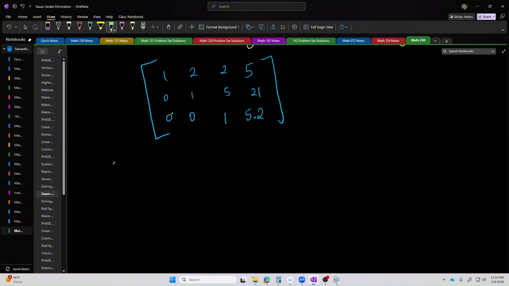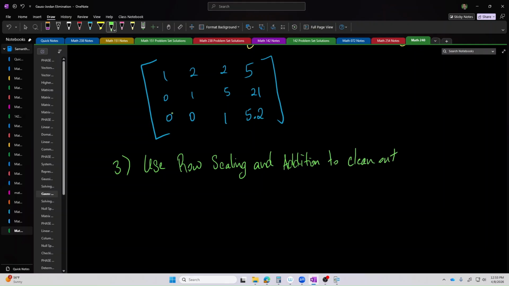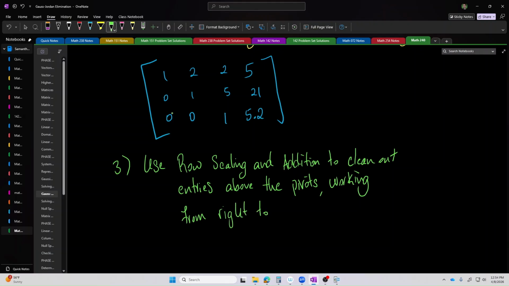So step number 3, use row scaling and addition to clean out the entries above the pivots, working from the right to the left.